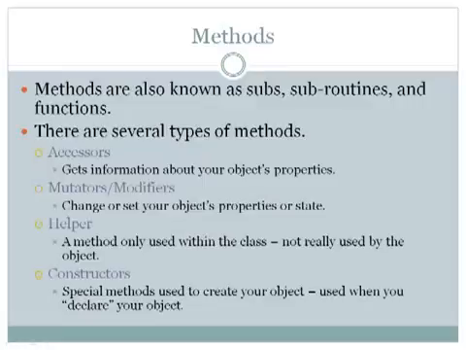The second is a mutator or a modifier. These will change or set your object's properties or state. In other words, my car dot set color blue.